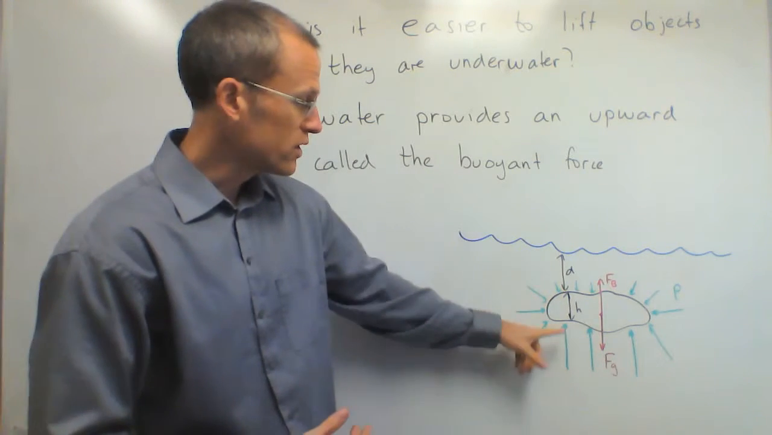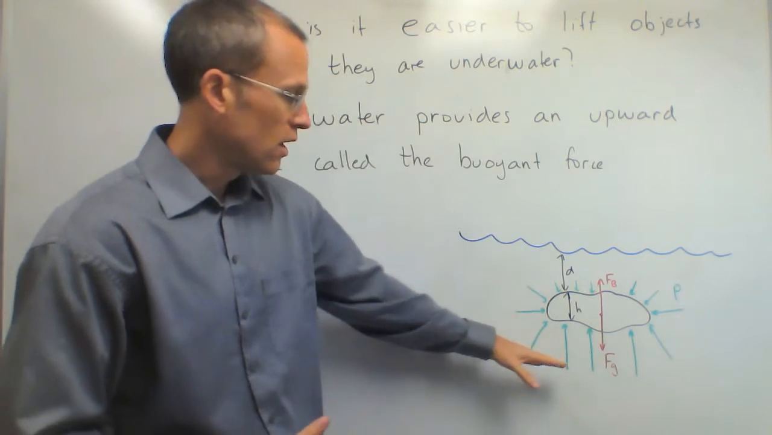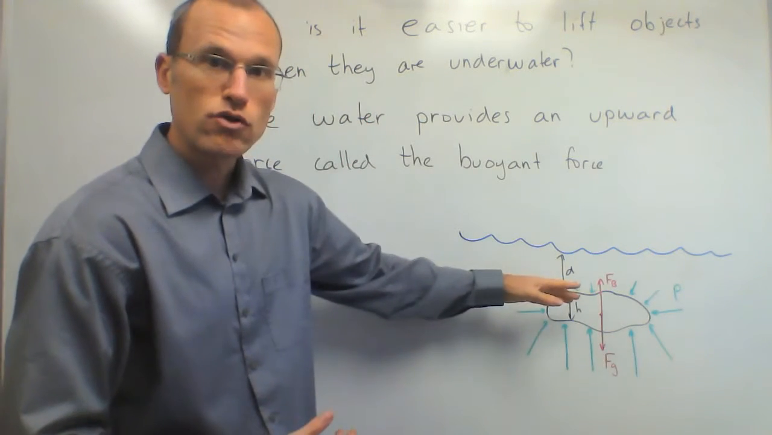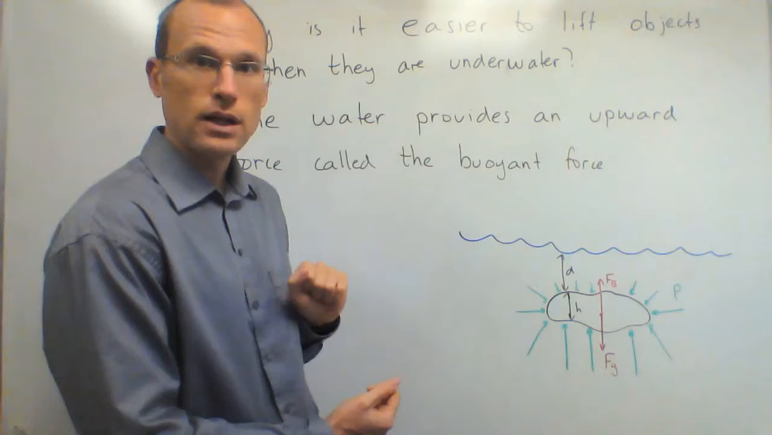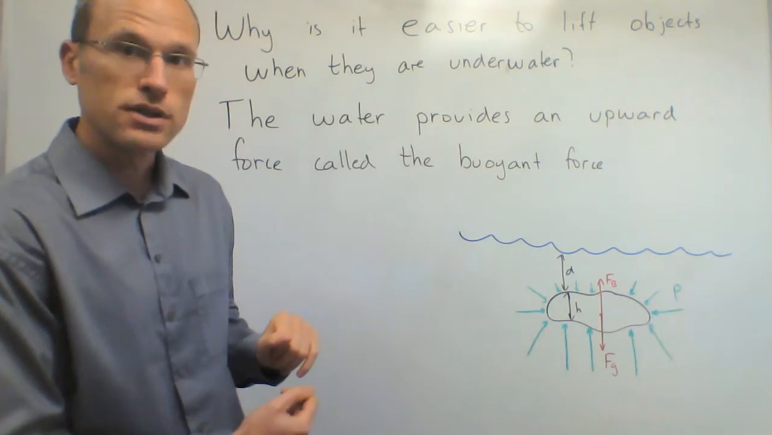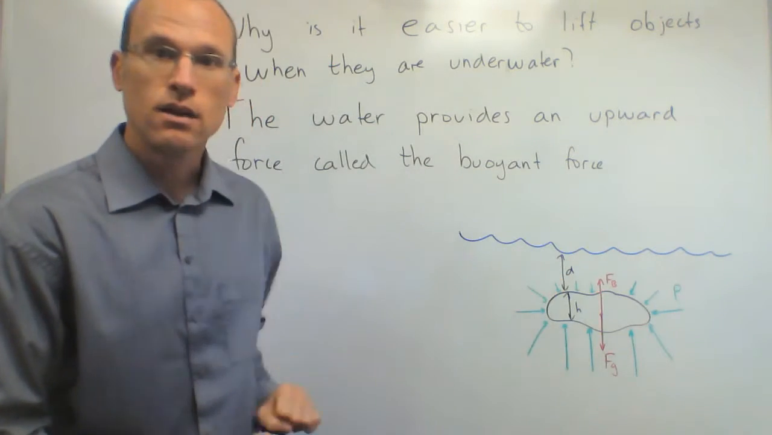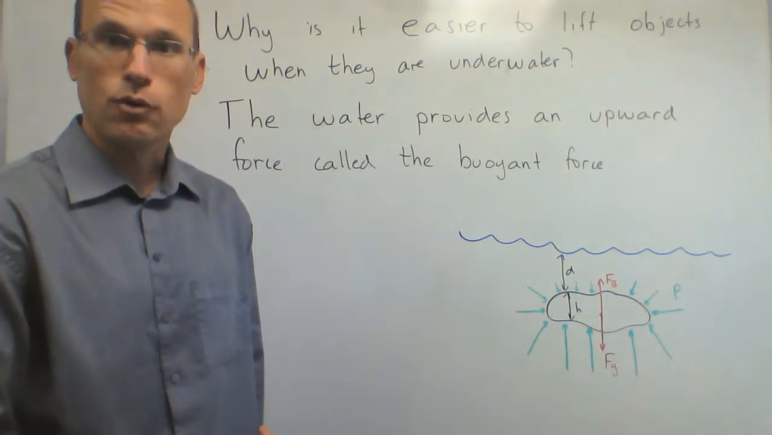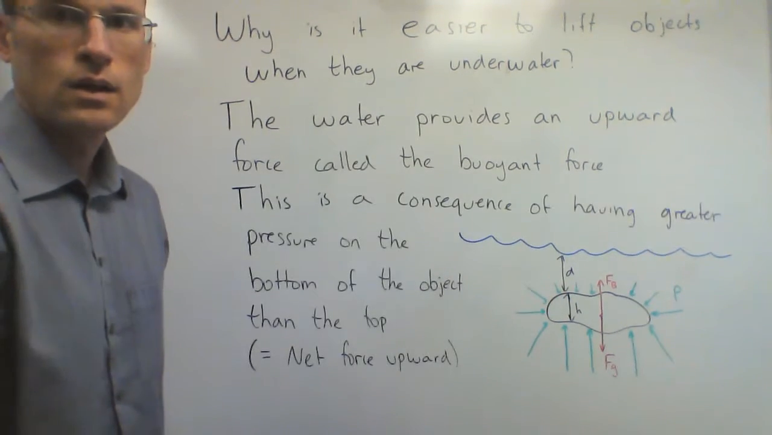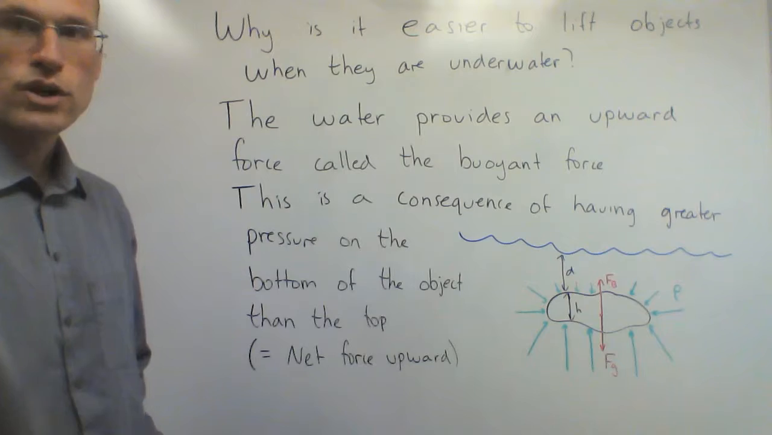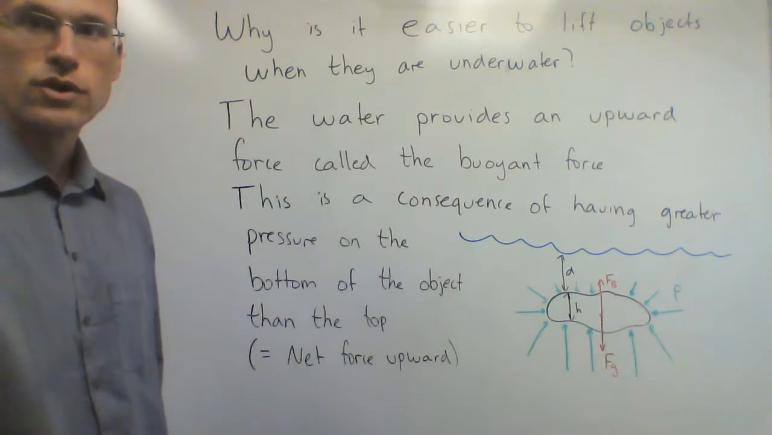So this difference in pressure, higher pressure on the bottom, lower pressure on the top, gives me a net force in the upwards direction. That net force in the upwards direction is exactly this force, Fb, the buoyant force. So as I just said, the difference in pressures gives me that net force in the upwards direction.